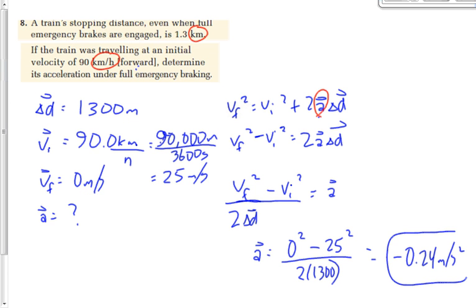What does a negative value mean? Okay, it's slowing down, yeah. The acceleration is backwards or it's slowing down. Both of those work for us. So we should have predicted a negative number, right? That's what we got. All right.